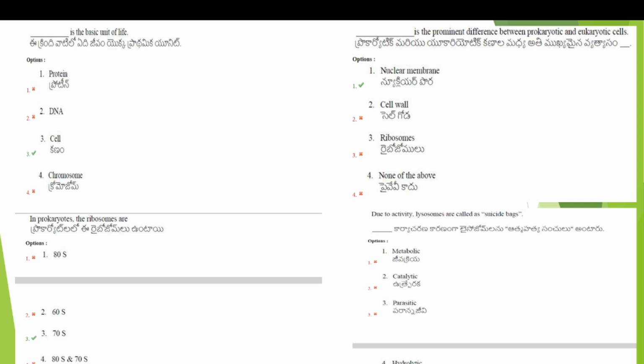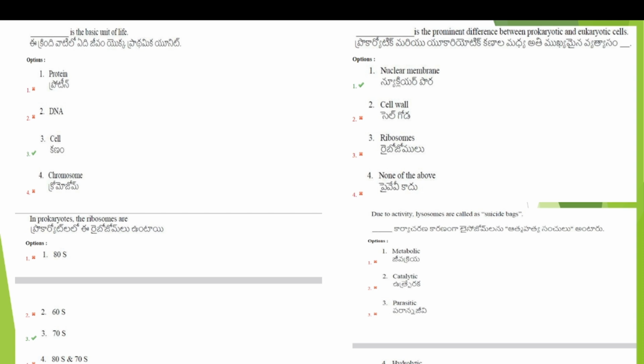We take the next question. Due to which activity are lysosomes called suicidal bags? Lysosomes are called suicidal bags due to which activity? So first, here 4 options are given.